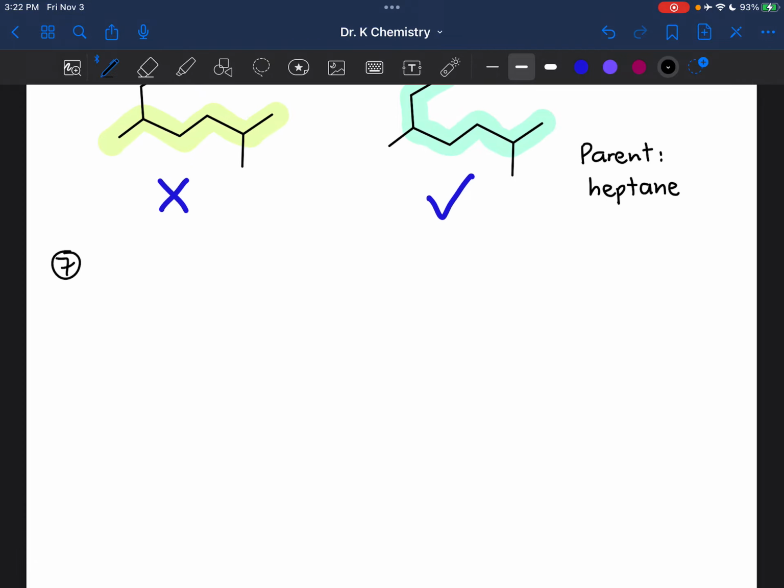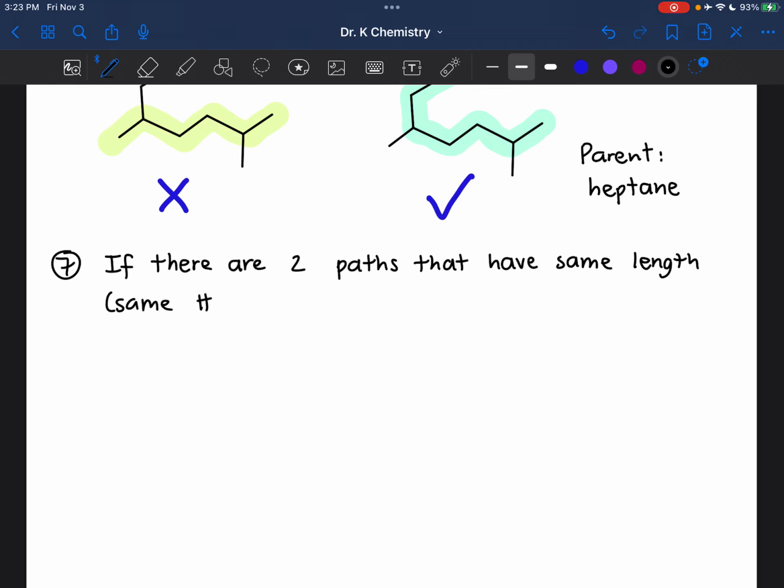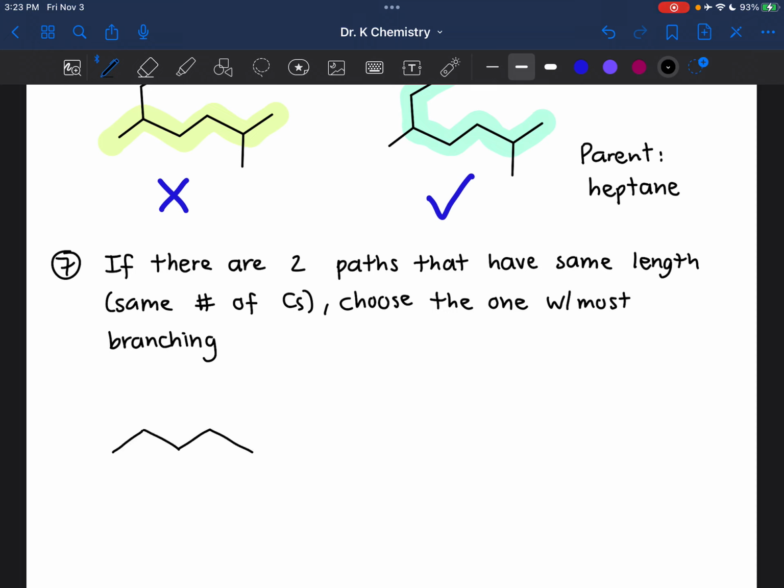Another thing to watch out for, and this rarely comes up, but there are scenarios where it does, so let's be prepared for that. If there are 2 paths that have the same length, so same number of carbons, choose the one with most branching. Let's look at an example of that.